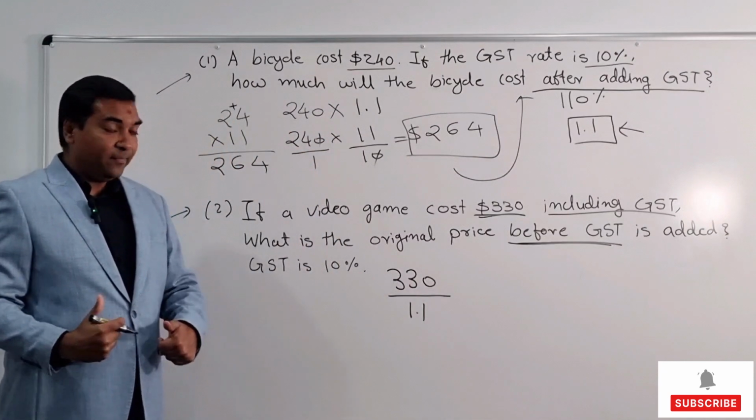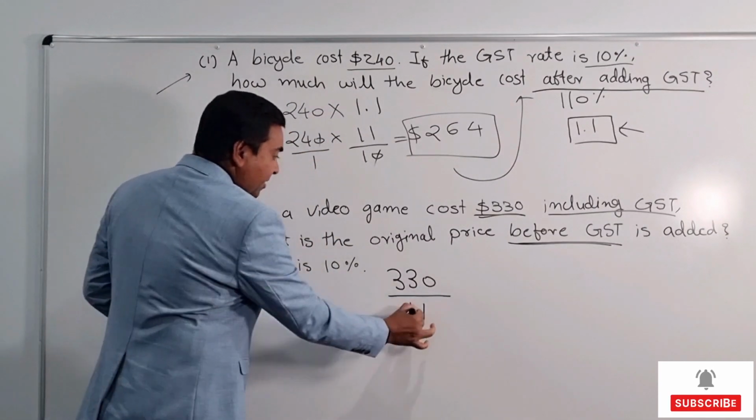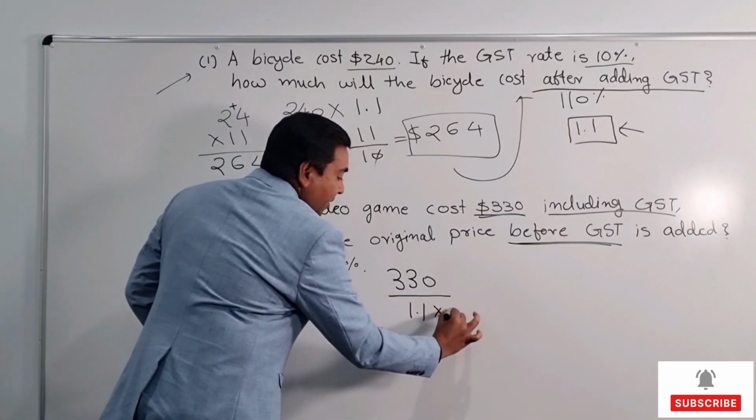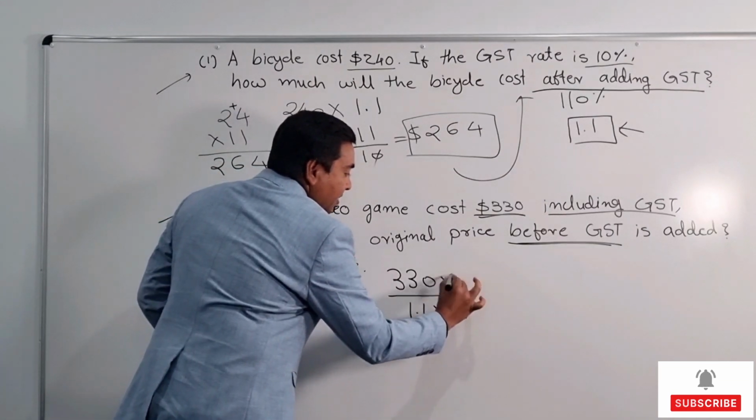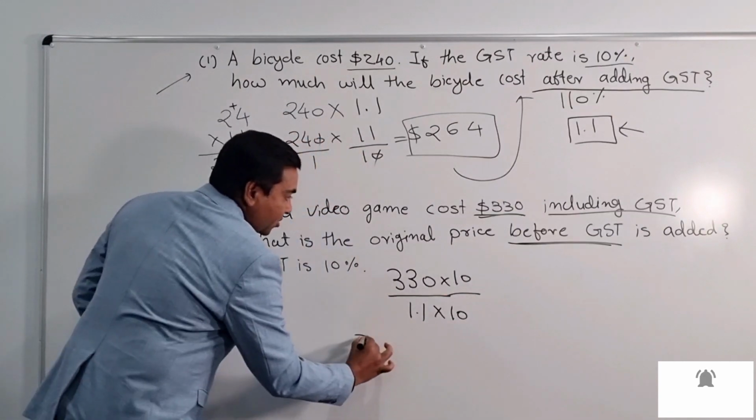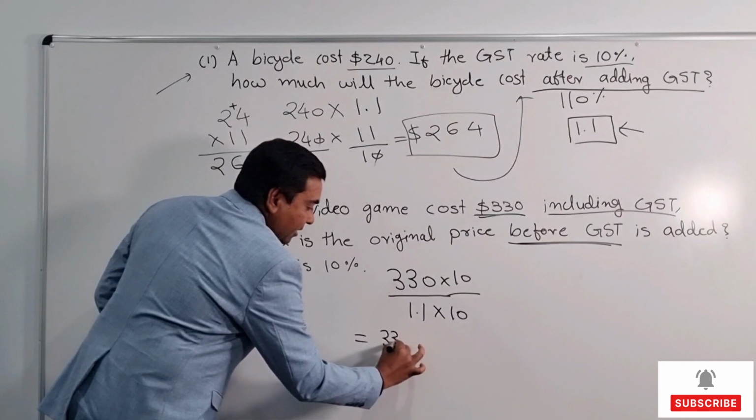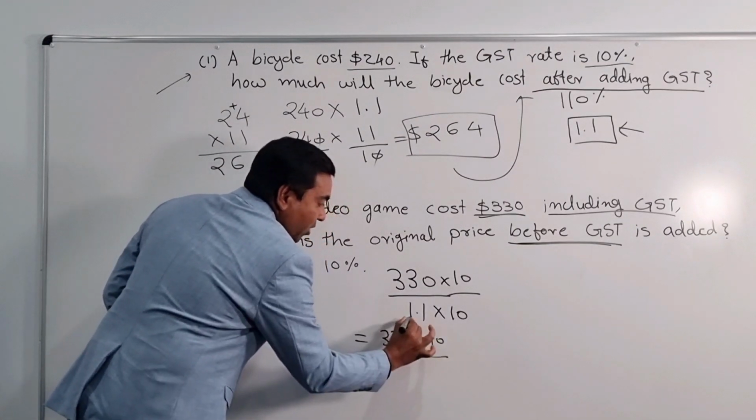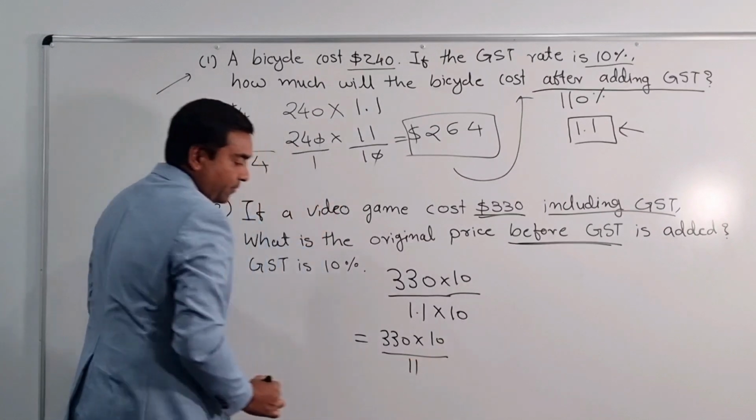Is that good, guys? Yeah. Now, decimal is not something good to work with. So what we can do is multiply here by 10 and do the same on the top, so that we can get rid of this decimal, which is going to give us 330 times 10 over 1.1 times 10, which is going to be 11.